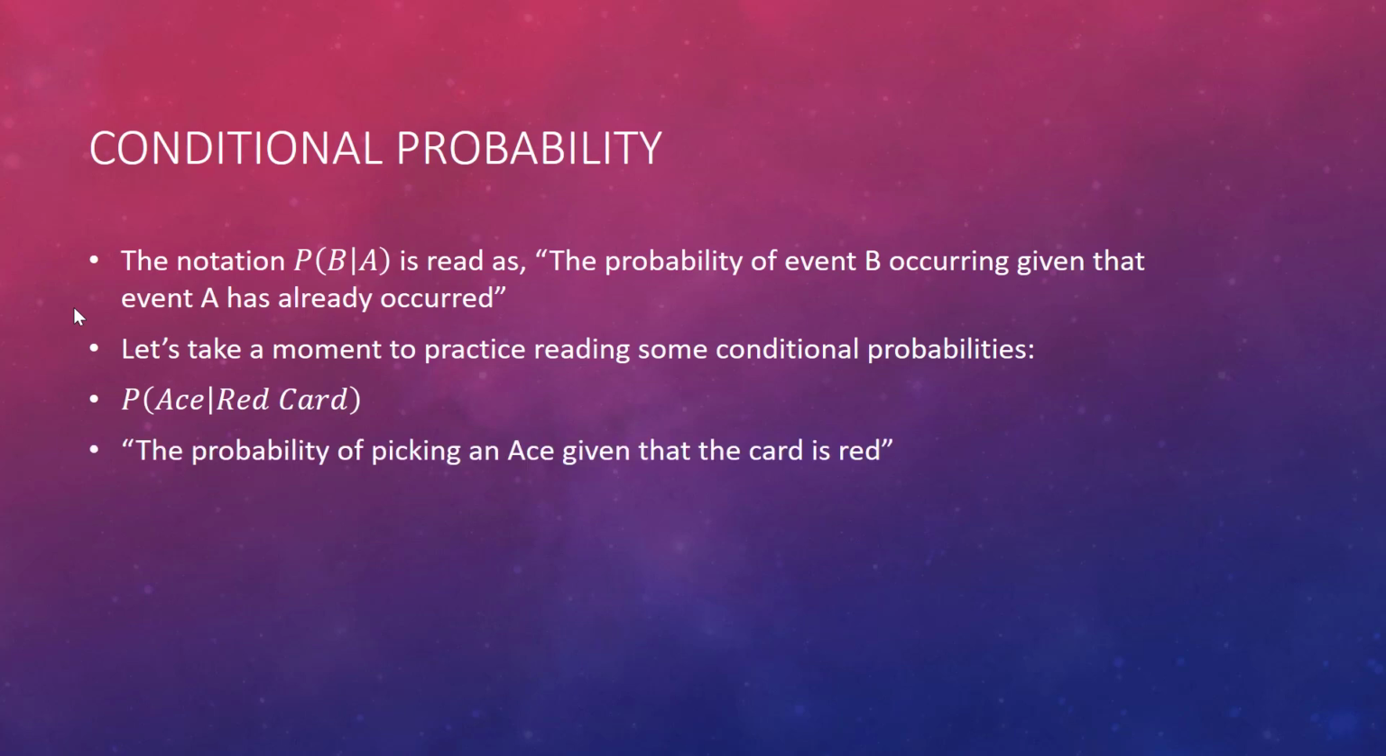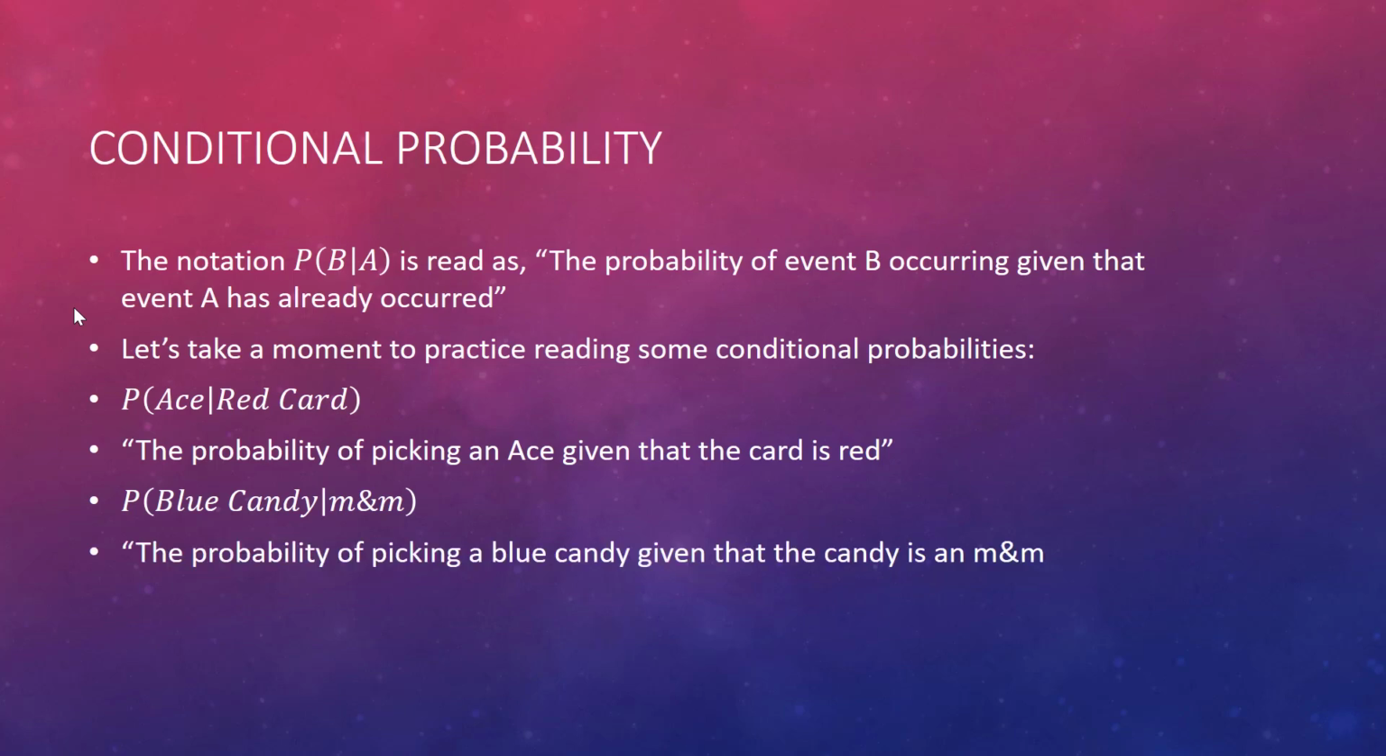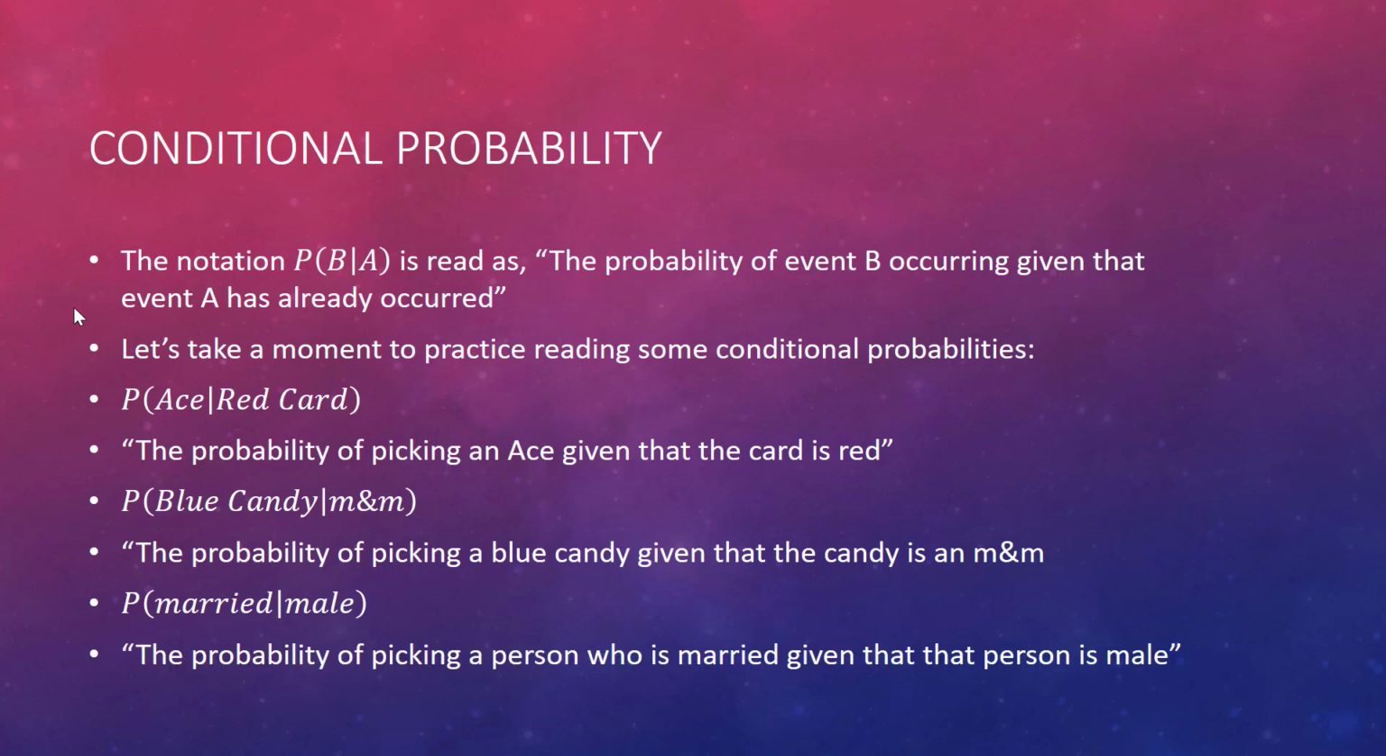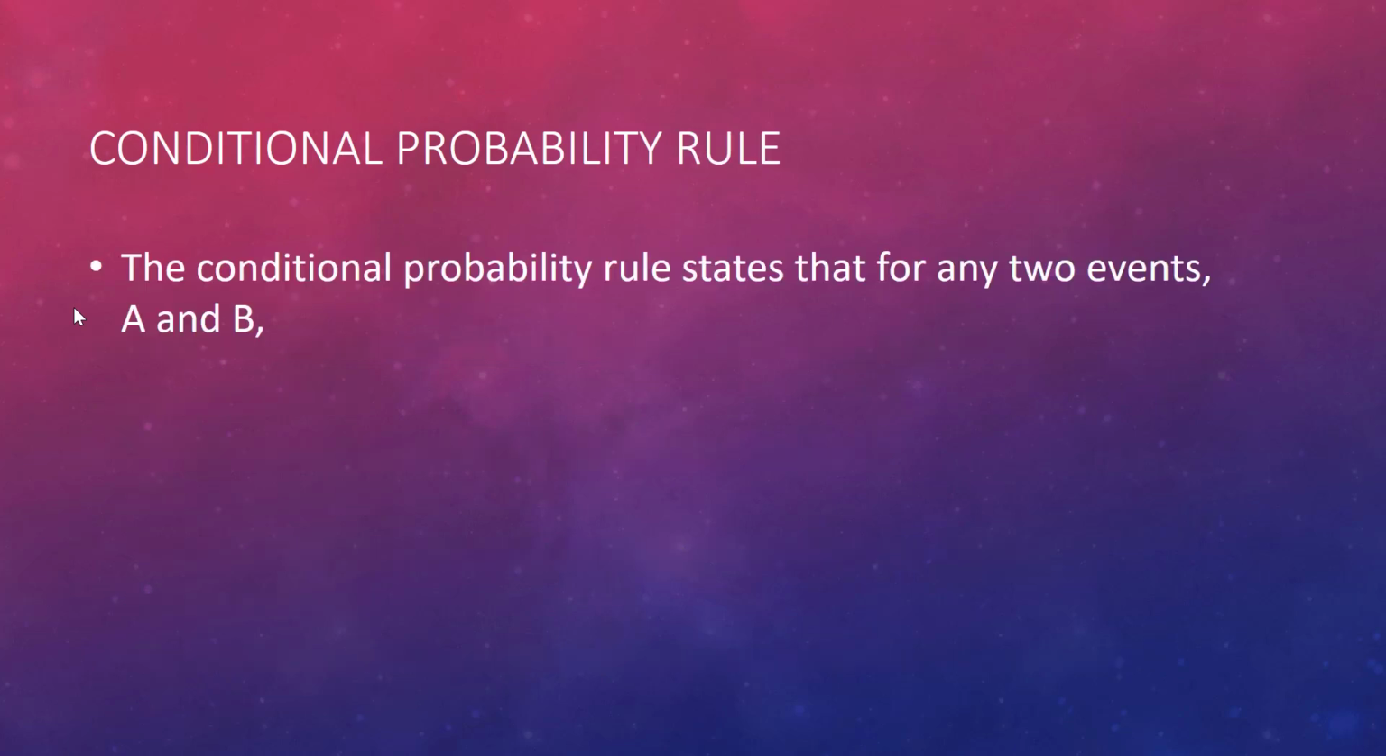We read this as the probability of picking an ace given that the card is red. Let's do another one. We read this as the probability of picking a blue candy given that the candy is an M&M. Let's do one more. We read this as the probability of picking a person who is married given that the person is male.